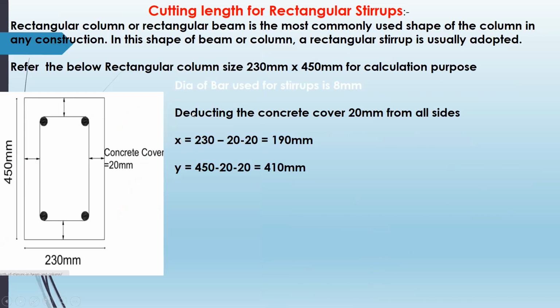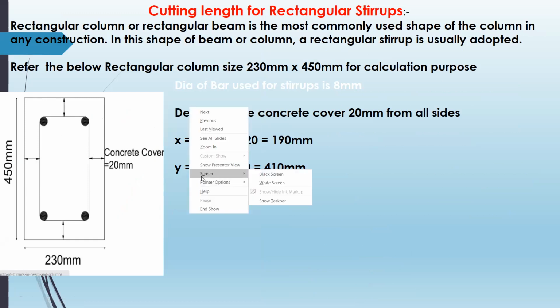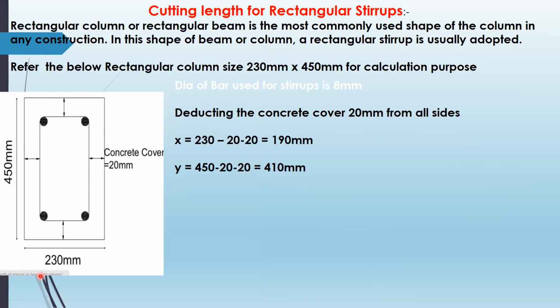Cutting length of the rectangular stirrup. See these images. Here I have taken the stirrup column size as 450 mm by 230 mm. Deducting the concreting cover, X will be 230 minus 20 minus 20, that is 190 mm. Y direction means 450 minus 20 minus 20, which is equal to 410 mm.